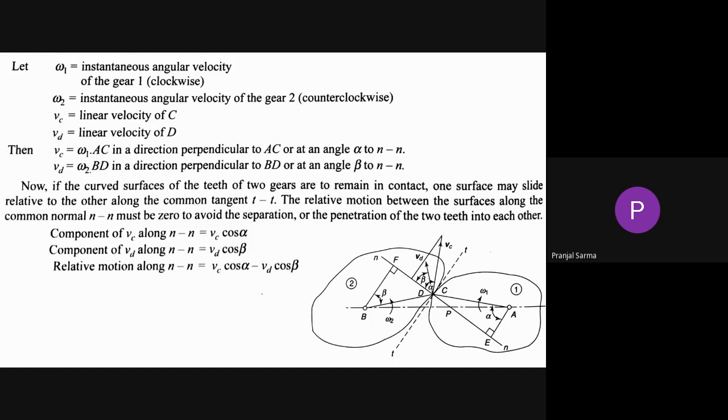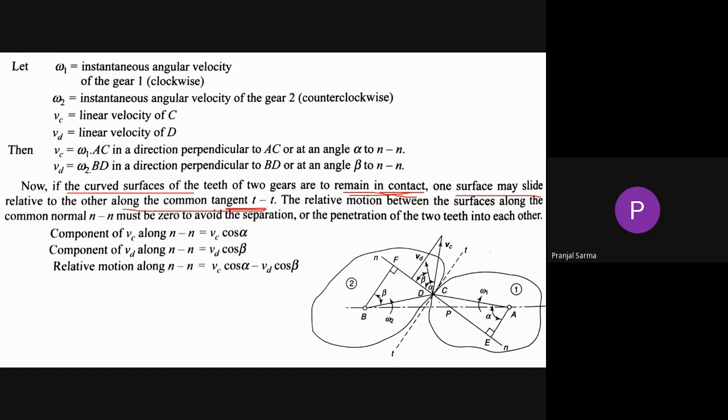So now see, whenever we are thinking of motion transfer from one body to another, then definitely the contact has to be there, right? Constant contact is a requirement. If there is no contact, you cannot expect that from one body to the other body some transfer of motion or ultimately power transfer will happen. So if the curved surfaces of the teeth of the two gears are to remain in contact, which is a must, then only can we think of getting any kind of motion transfer. Then one surface may slide relative to the other, and in which direction? Along the common tangent only.